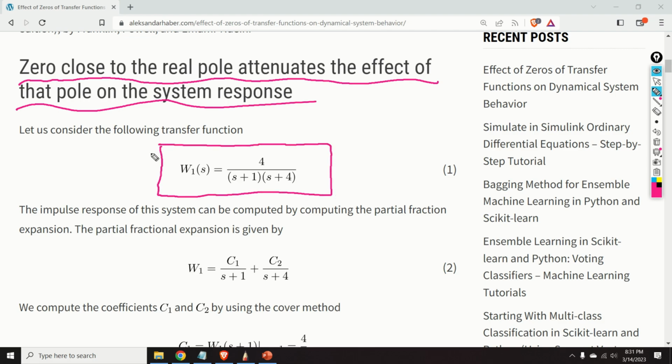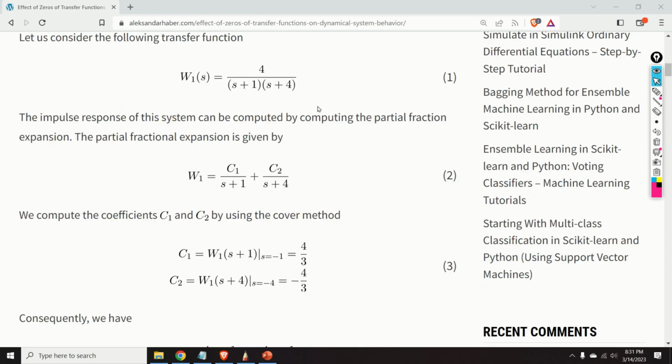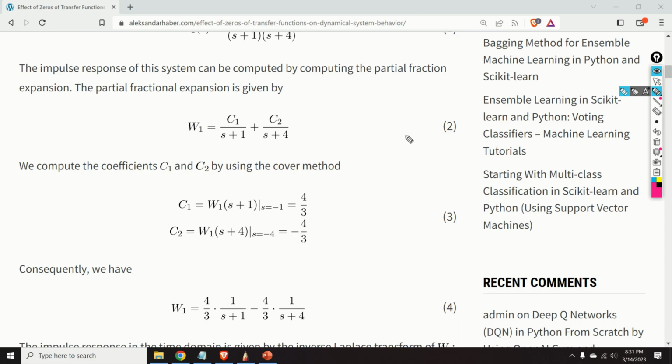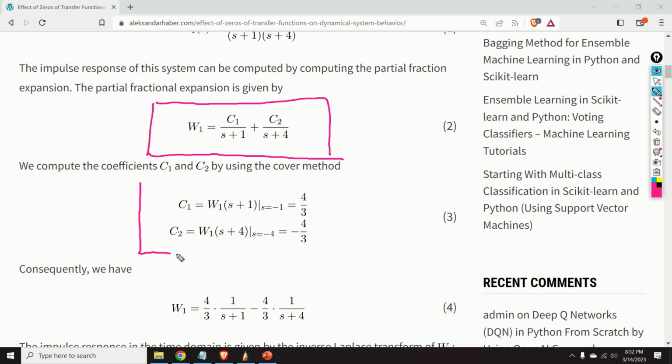And let us compute an impulse response of such a transfer function. An impulse response is simply an inverse Laplace transform of this transfer function. To compute the inverse Laplace transform, we obviously need to use the partial fraction expansion. That is, we need to expand the transfer function in this form, where C1 and C2 are coefficients, and the terms in the denominators, that is the term s plus 1 and s plus 4, correspond to the poles. We basically compute the coefficients C1 and C2 by using the cover method.